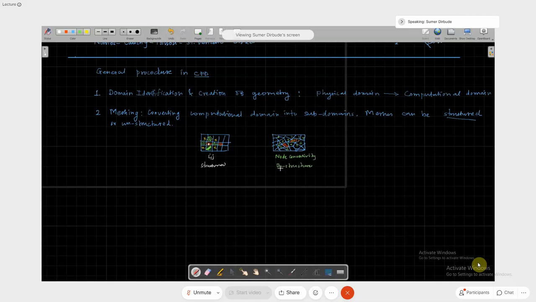So in structured, you have a fixed number of neighbors and they can be represented as ij. In unstructured, you do not have a fixed number of neighbors. Neighbors can be any number, and ij indexing is not used in unstructured. Creating an unstructured grid is very easy. This is the third advantage.